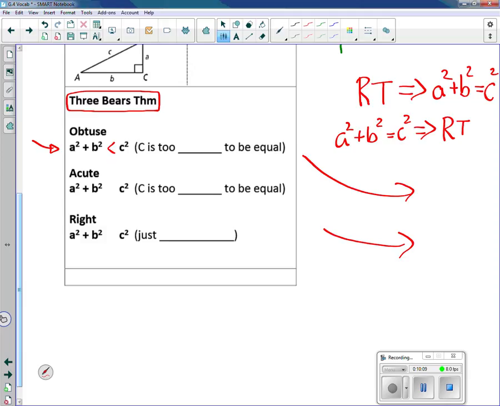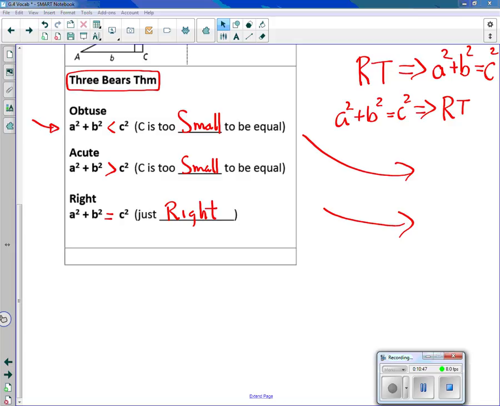if we find that it's smaller than the c side squared, then it's an obtuse triangle. In other words, c is too large for it to be a right triangle. And then we'll have an acute, which is that it's too small. And then we'll have it so that it equals, and it's just right. You'll understand that better when we get there and go through it in that unit.